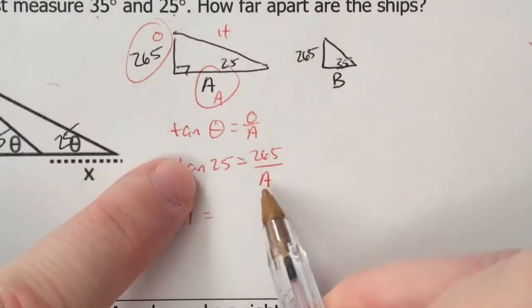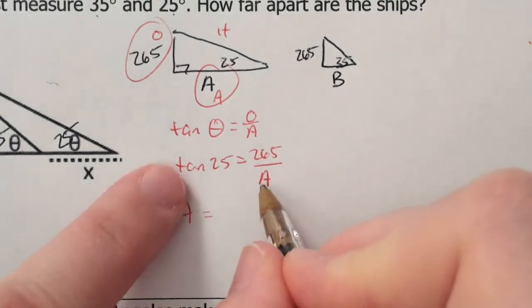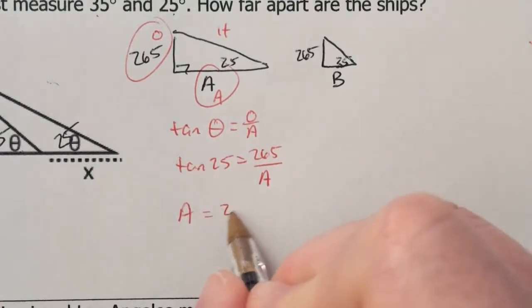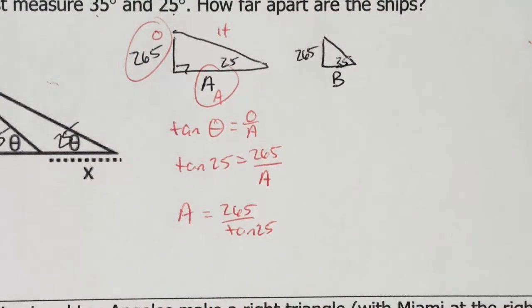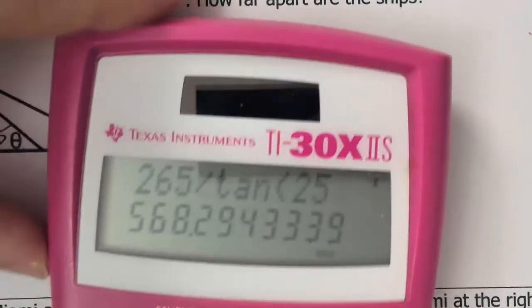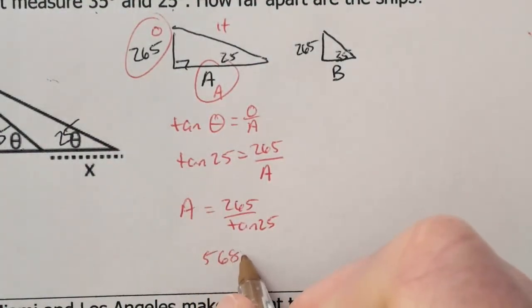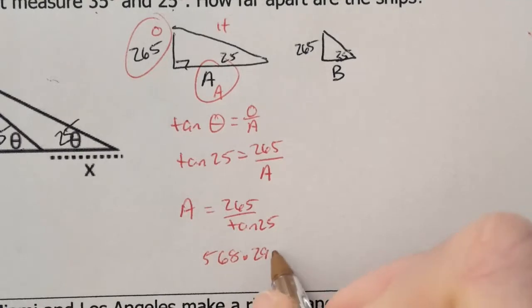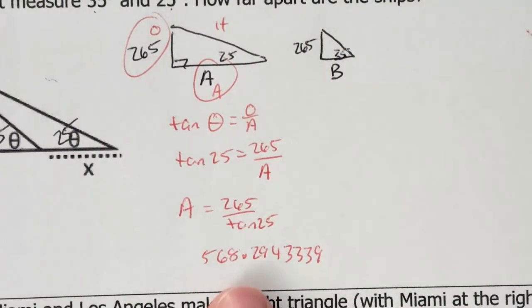So A equals, because now we're going to switch these, right? We want to multiply this on this side and we want to divide this on this side. So we're going to switch. So 265 over tan of 25. And we're going to get a decimal. So 265 divided by tan of 25, and we would get 568.2943339. Okay, so when you're doing your work, you want every single decimal because we still have work to do.